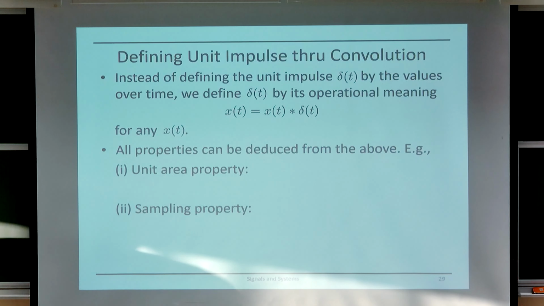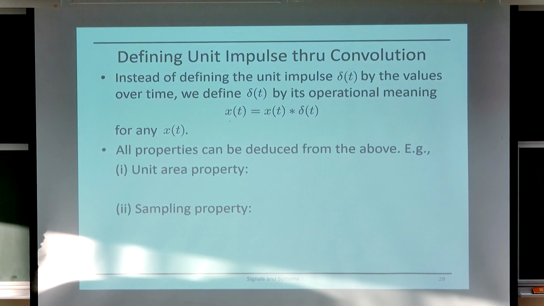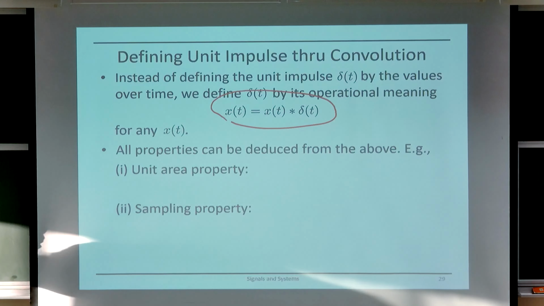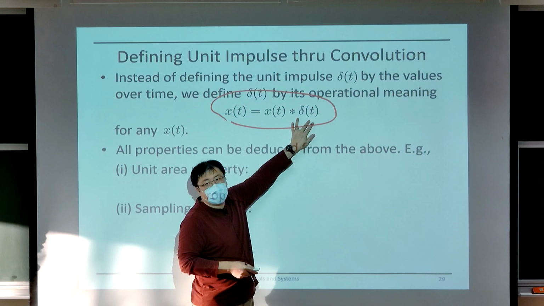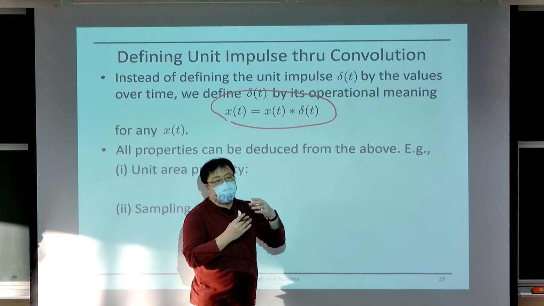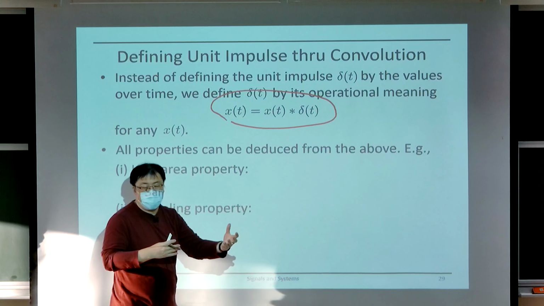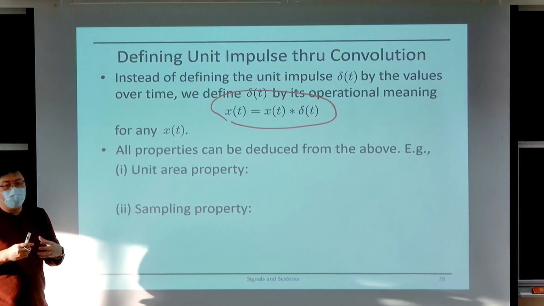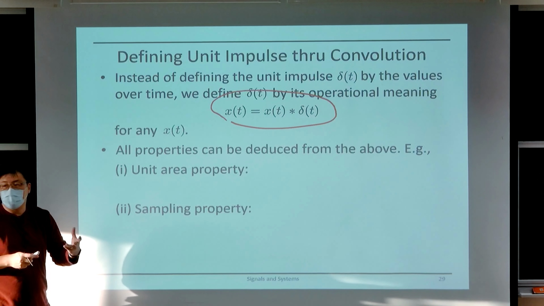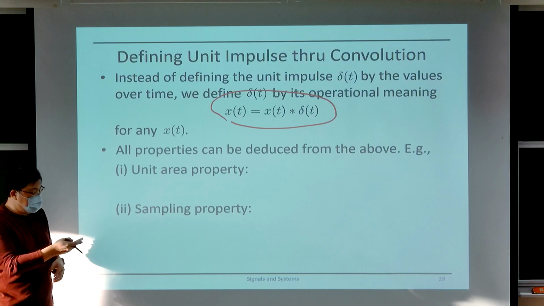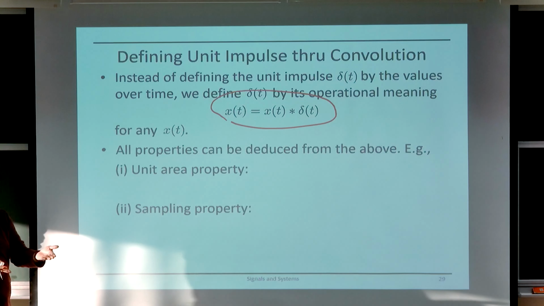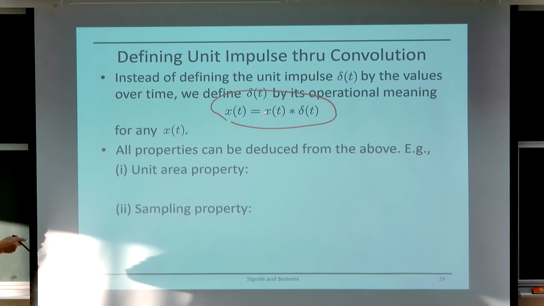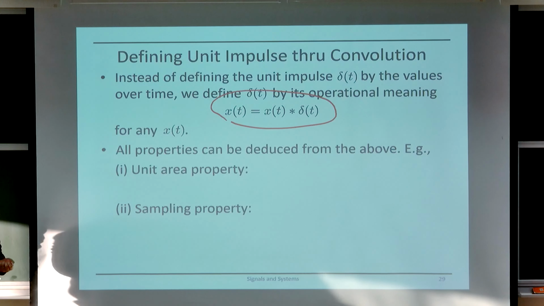So what really concerns us, like we just mentioned, is how this delta of t behaves when passed through a system. And we know that the behavior is characterized by the convolution of delta of t and, let's say, the response of the system or any particular signal that we're looking at.